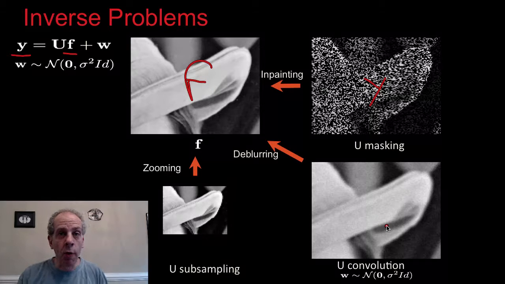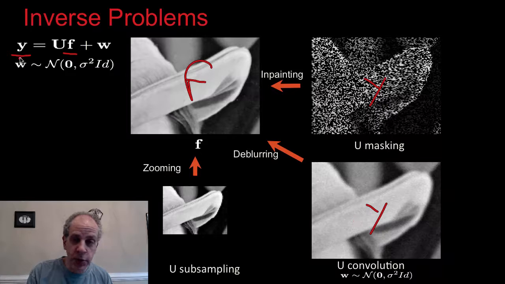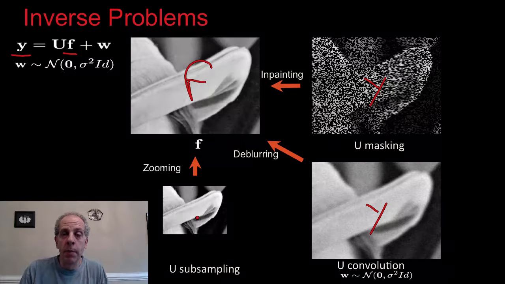U can be a convolution, so we're going to blur the image. Once again, this is our Y, the observation, and we want to go back to F, doing de-blurring. Or we can do subsampling. Basically, we want to go from a small image to a larger image, and that's zooming. So these are the types of operations that we are going to have in mind.